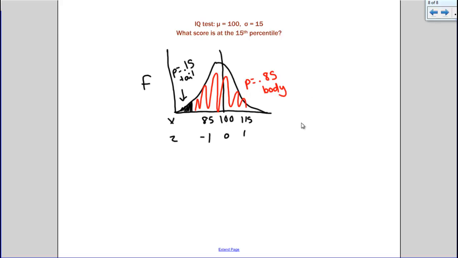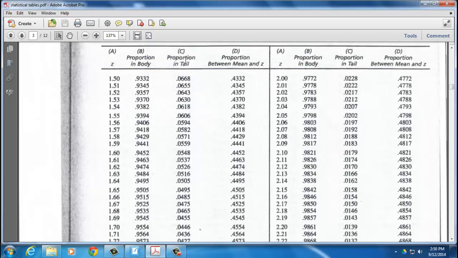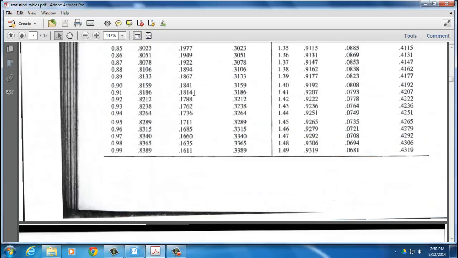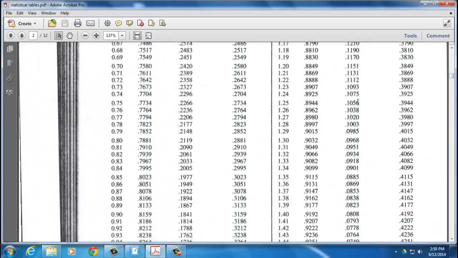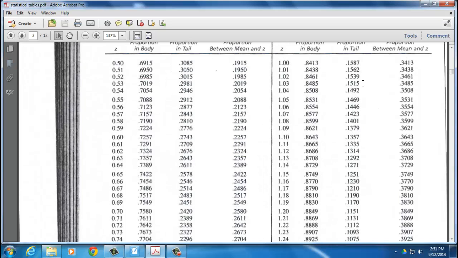All right, so let's go ahead and figure it out. And again, this is another example where we go from p to z to x. So 0.15 in the tail, 0.85 in the body. Okay, tail. I need to go back so it gets bigger. 0.15. Okay, so here we've got one that's just above and just below 0.15 in the tail. Also, we have a score that's just below 0.85 in the body and just above 0.85 in the body. We're landing in the same exact spot.